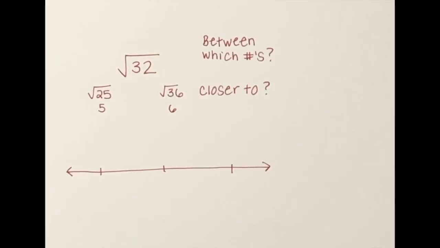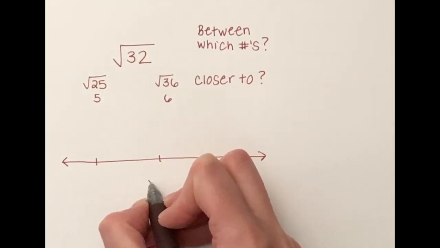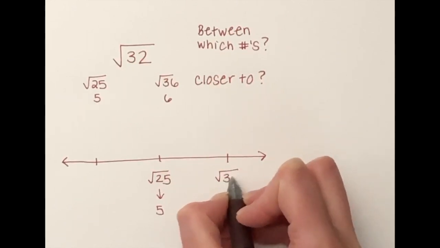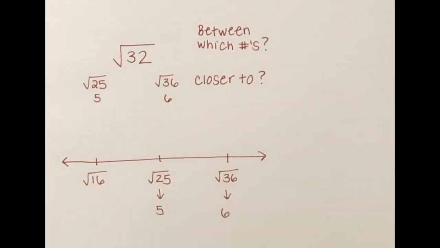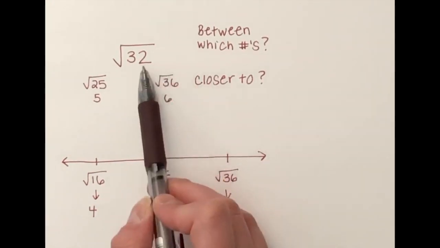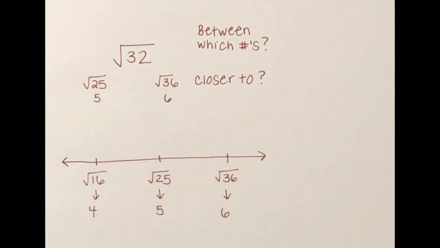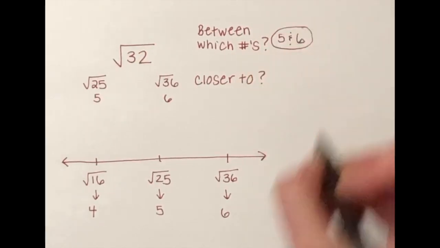So when I think about it in terms of a number line, I'm going to put the square root of 25, which we really know is just 5, the square root of 36, which we really know is just 6, and then I'll put another one on here, the next one down, the square root of 16, which is 4. So when I look at this number line, 4, 5, and 6, I'm going to see where the square root of 32 falls. And we have it already. It falls between the square root of 25 and the square root of 36. So we know that it's going to fall somewhere in this space, which is between the numbers 5 and 6. So the answer to my first question: it's between 5 and 6.